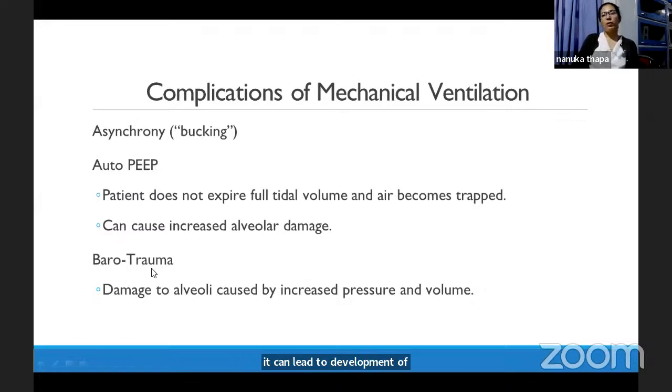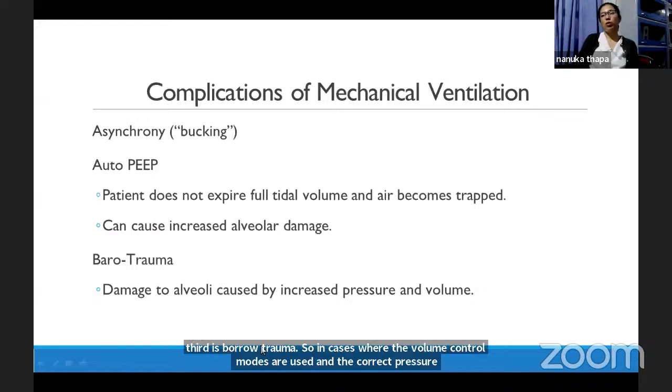The third is barotrauma. In cases where volume control modes are used and the correct pressure alarms or pressure limits are not set, inadvertent high pressures can be delivered to the patient, leading to barotrauma.